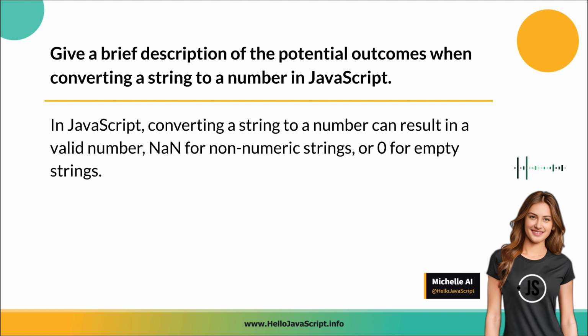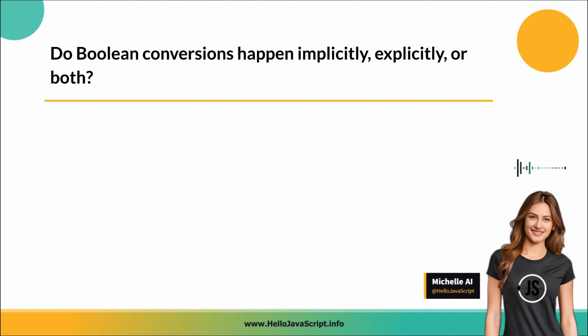The correct interview response is: in JavaScript, converting a string to a number can result in a valid number, NaN for non-numeric strings, or 0 for empty strings. Now for the next question. Do Boolean conversions happen implicitly, explicitly, or both?